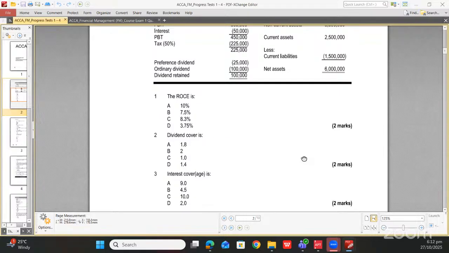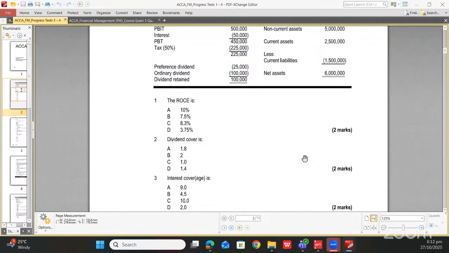The third question, based on the same scenario, is question 3, looking at interest cover. Let me just ask if you are hearing now, Rashida? Everybody's hearing now? Let me just type within the chat just in case. Yes, I'm hearing now, sir. Wonderful. Okay, perfect.